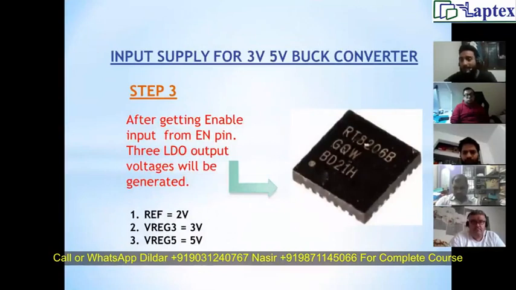Now after getting the enable supply for the LDO, you will get 3 LDO supplies coming out of the 3 volt 5 volt IC. These are the LDO supplies. 2 volt LDO, that is the reference voltage. VREG 3 volt reference. VREG 5 volt reference. These are the 3 LDO voltages. Remember this. What is written here? After getting the enable input from the EN pin, 3 LDO voltages will be generated, and these are the 2 volt, 3 volt, and 5 volt LDO voltages. Yeah.